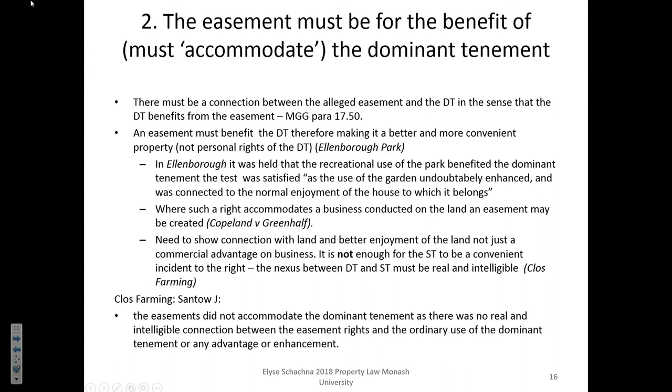And we know from Clos Farming the easement did not accommodate the DT, as there was no real and intelligible connection between the easement rights and the ordinary use of the DT or any advantage or enhancement. I'm not trying to say that it can never benefit the land commercially, but in these cases of Copeland and Greenhalgh, mainly because of element 4 as well, in terms of leaving them with a mere shadow of rights and joint occupation of the property, which is not allowed when it comes to easements. Here it was really just benefiting the commercial side of things as opposed to the land itself.